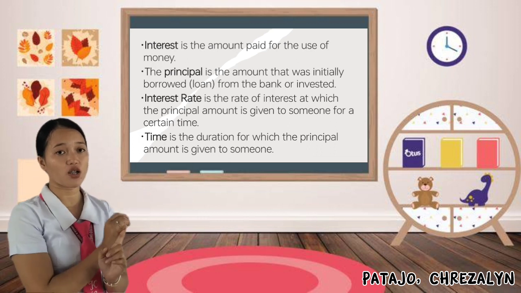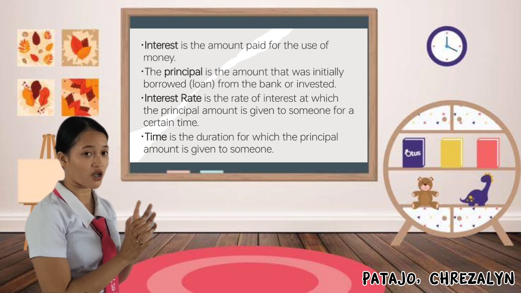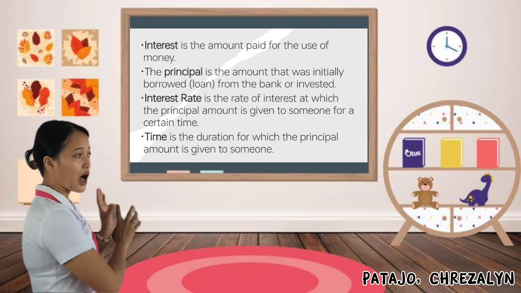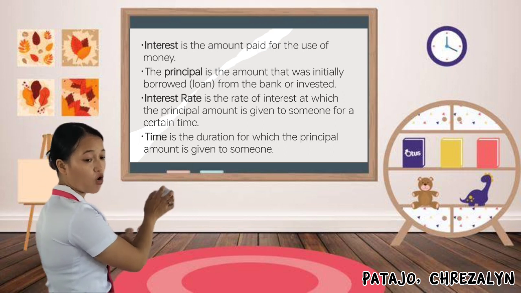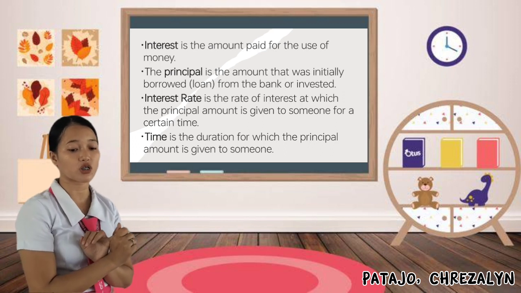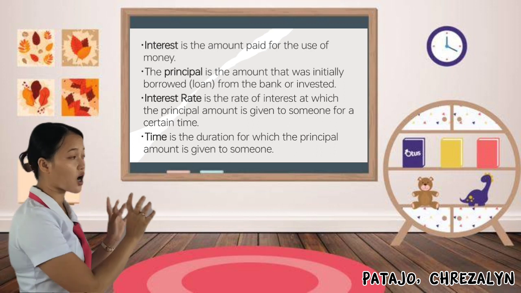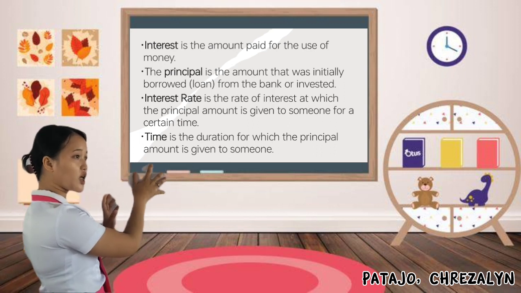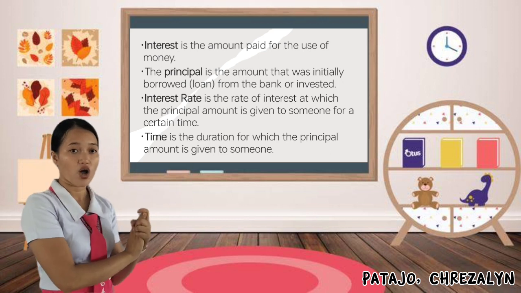Then the principal is the amount that was initially borrowed or loaned from the bank or invested, the amount initially borrowed or invested in the bank. Then the interest is the rate of interest at which the principal amount is given to someone for a certain time. That is the interest on the money you invested or borrowed from the bank.